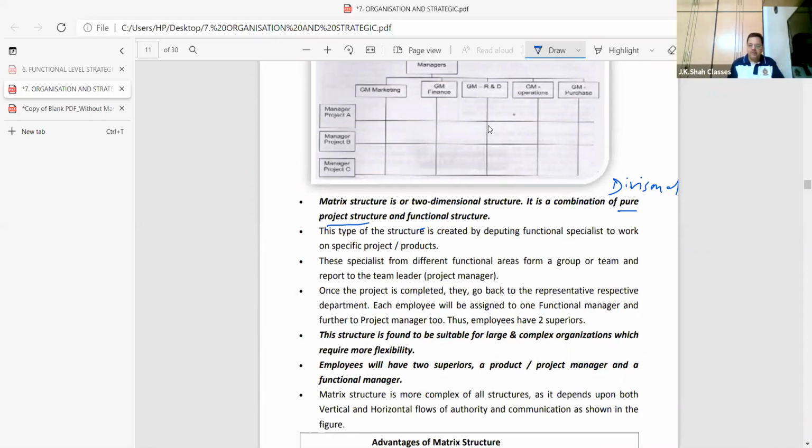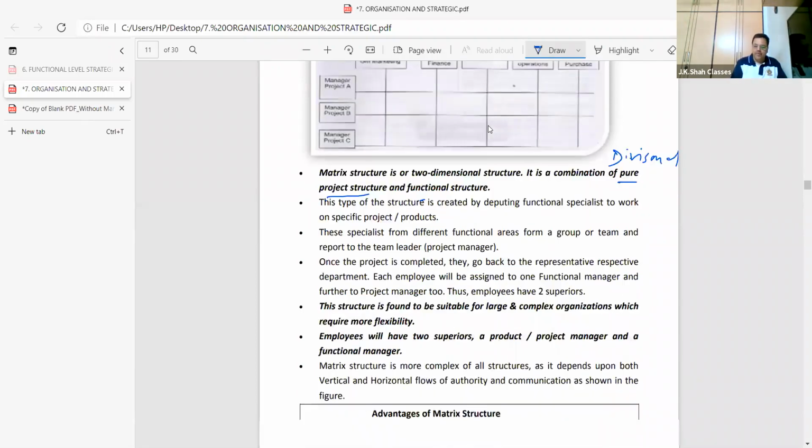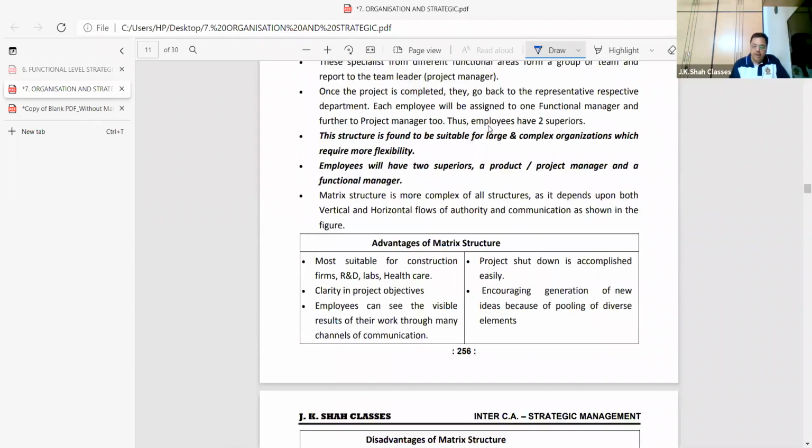These specialists from different functional areas form a group or a team and report to the team leader. Team leader will be the branch head. Like in my example, I had given the example of Mr. X. Once the project is completed, they go back to their respective department. Each employee will be assigned by one functional manager. So beta, we see one important point over here.